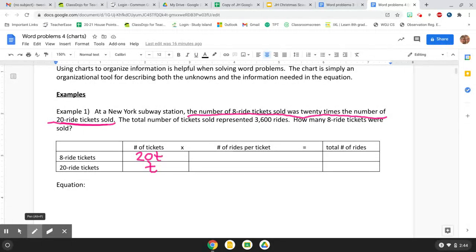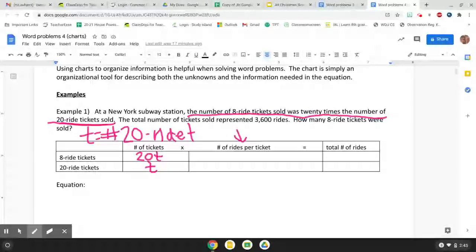Okay, so the next part is the number of rides per ticket. I'm also going to pause for a second and go over here and say, okay, T represents the number of 20 ride tickets. Make sure that you are explicit about this. Now that I know what my variable stands for, I'm clear on that, I can keep going.